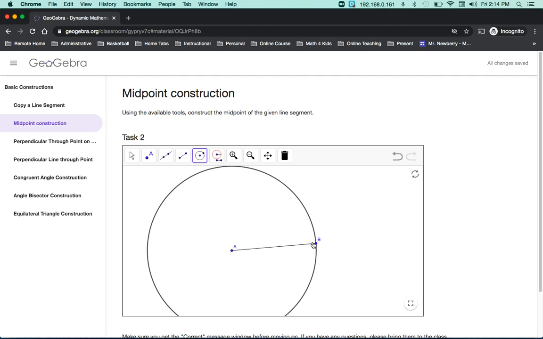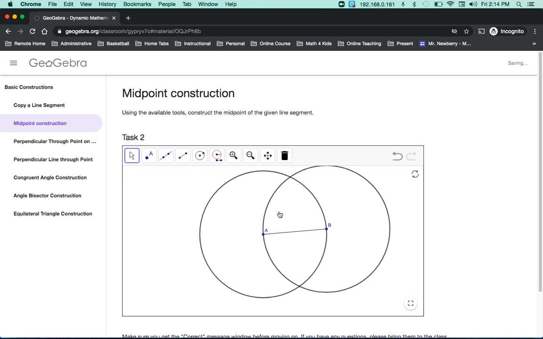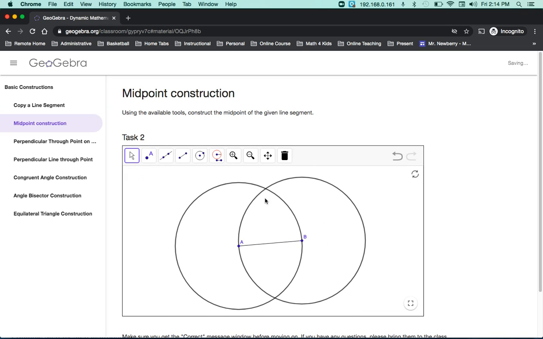I'm going to make another circle with the same radius, but the new center will be at point B. I go from B to A. Now look what happens. We've got our 2 intersection points, one above and one below the line. I'm going to go ahead and make, let's see, I'm just going to do a segment. Actually, I'm going to do points first because I want the intersection. I want the points where these intersect. So I'm going to put a point there, point C, and point D.